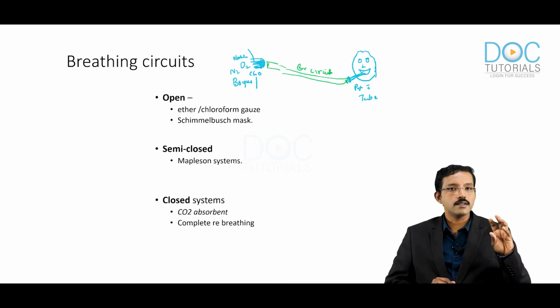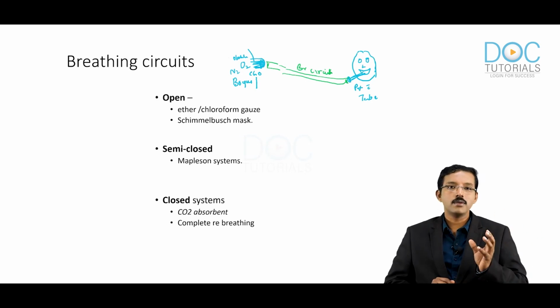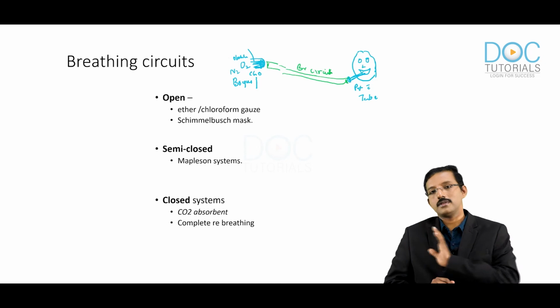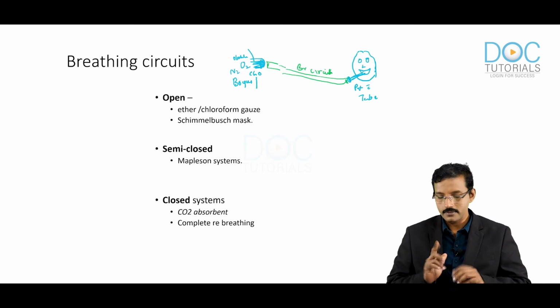The only difference is in the flows you keep. So if you keep a higher flow, it becomes a semi-open, and if you keep a low flow, it becomes a semi-closed circuit. So don't worry, just learn a semi-closed circuit. So we are going to learn about open circuit, semi-closed circuit, and closed circuit. Now how do you classify them? What is the feature that differentiates these?